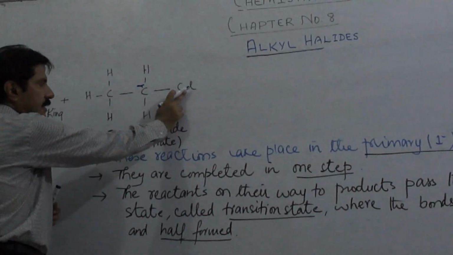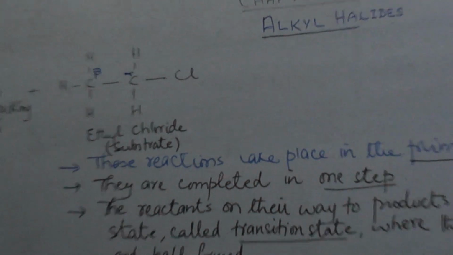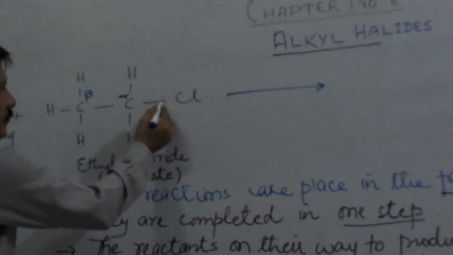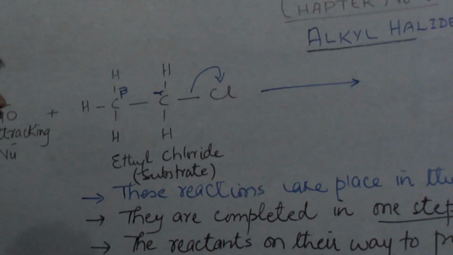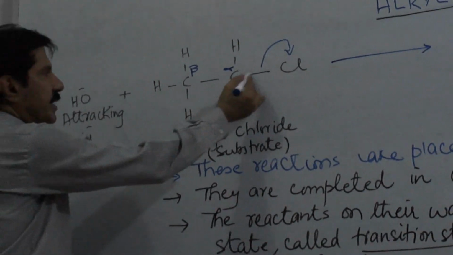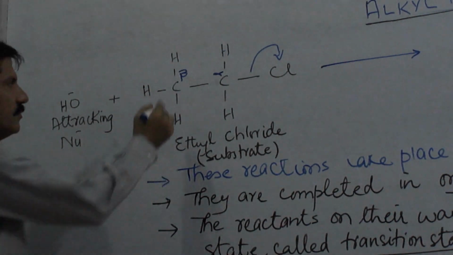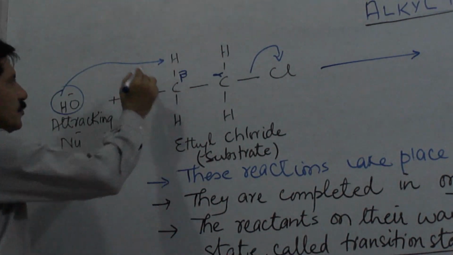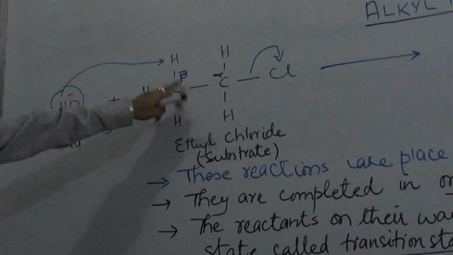The carbon bearing halogen atom is the alpha carbon, while the neighboring carbon is the beta carbon. Now what will happen here, being more electronegative, the chlorine atom will try to gain this electron pair with it and break the bond between carbon and itself, chlorine atom. At the same time, this OH group will try to make its bond with the hydrogen atom of the beta carbon.